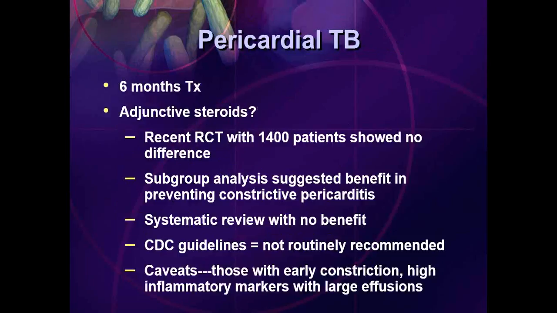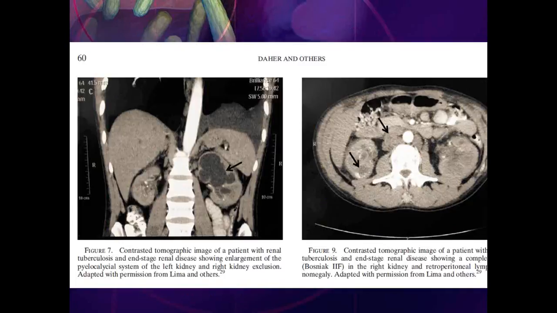Pericardial TB, I already kind of mentioned. 6 months of treatment is standard. Adjunctive steroids: there was one RCT that showed really no difference, and that formed the CDC's guidance or answer to that PICO question. The last bullet there, the caveats, of course, is those with early constriction or a lot of inflammation with large effusions. You could think about using steroids.